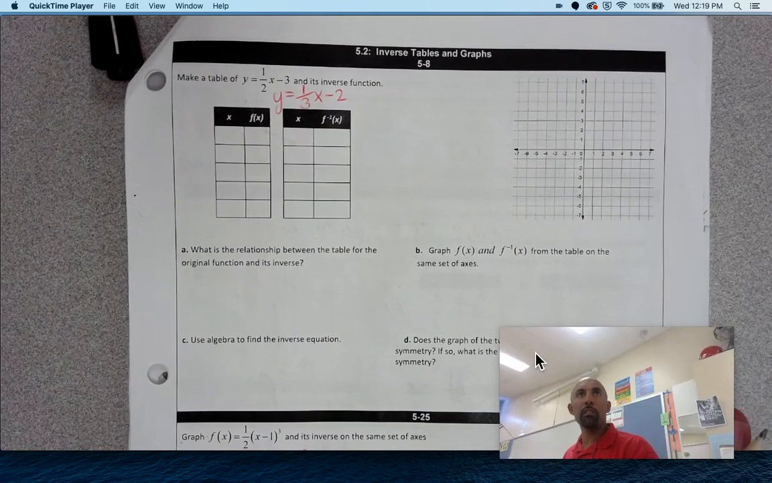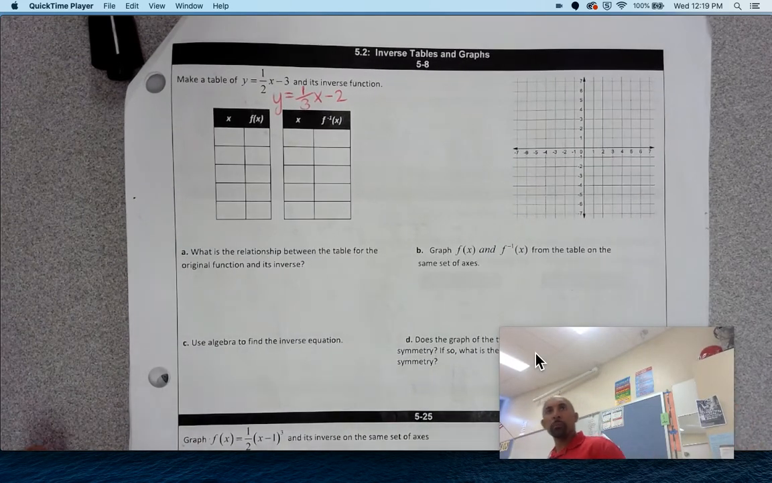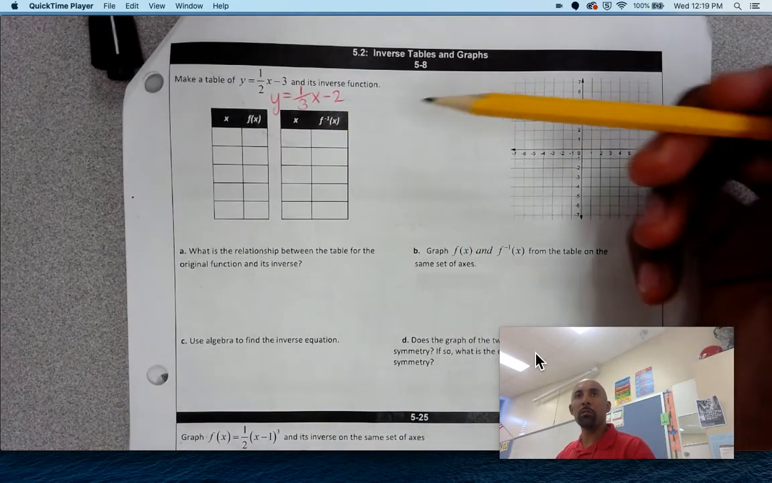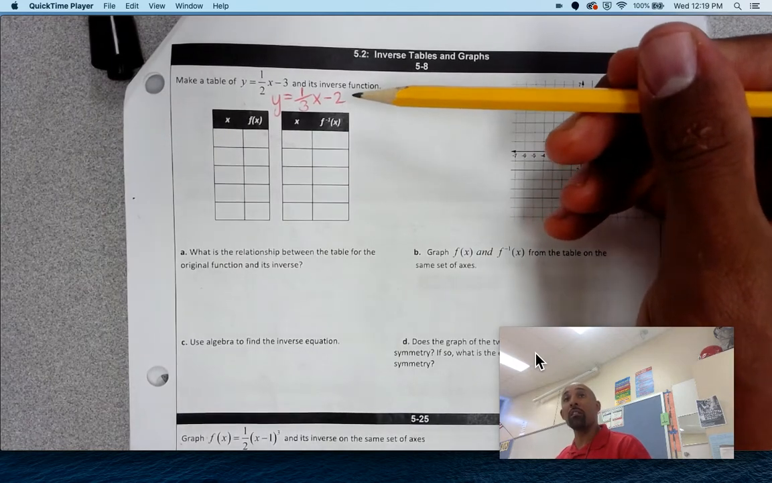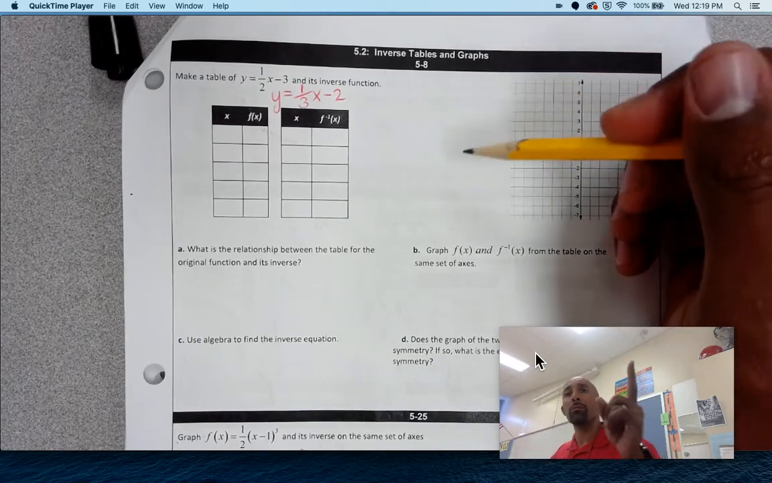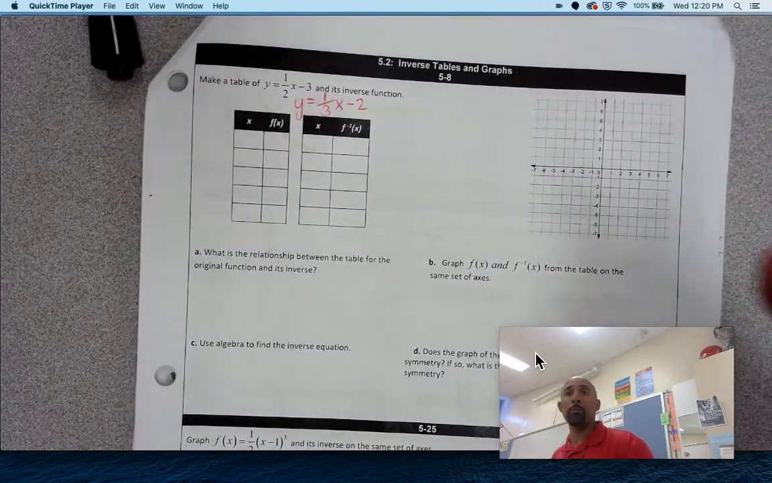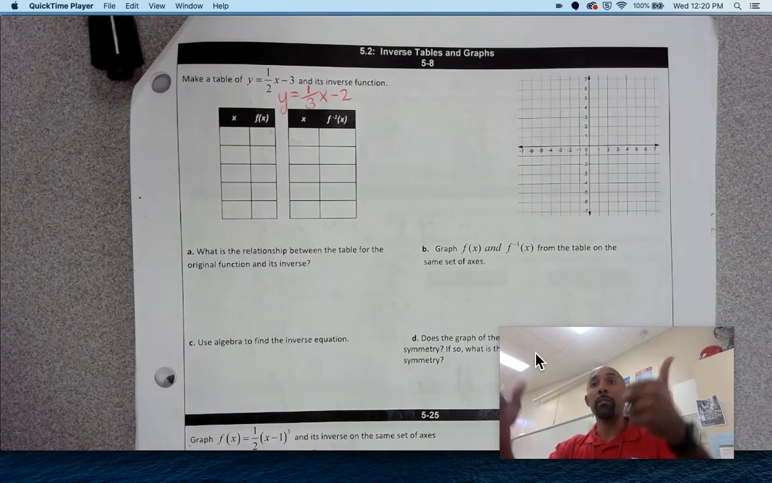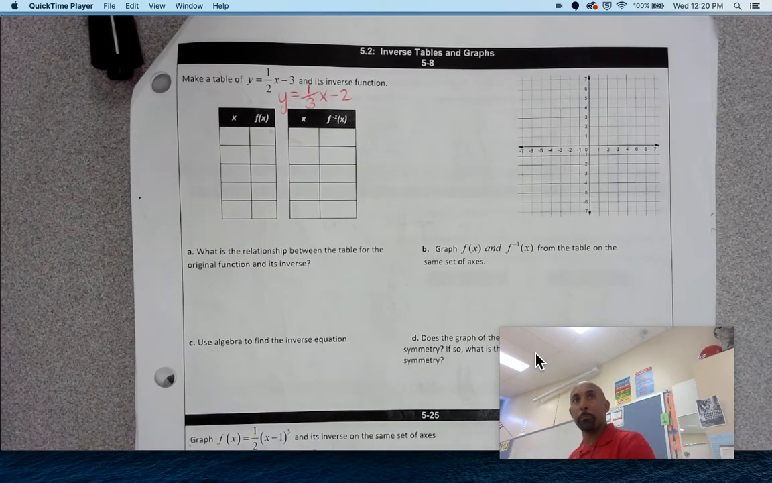Okay, guys, lesson 5: inverse tables and graphs. All right, so we're working with inverse equations. Remember again, as always, I'm going to give you examples that are not your examples, so don't copy mine, please. Do your own. Do the one that's on the paper. Just follow the steps. All right, we can do this. You can do this. I promise. Okay. All right, so here we go.